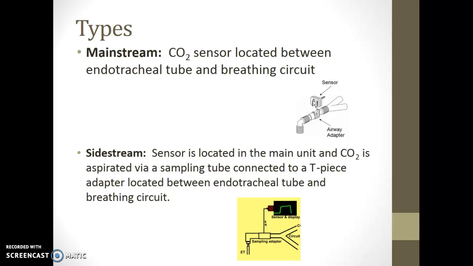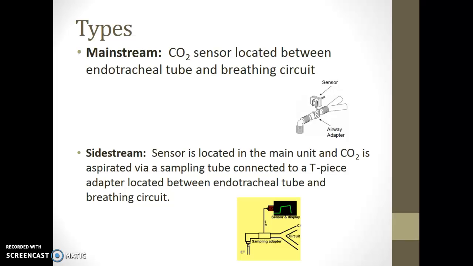There's two different types of capnometers. Use the right terminology: there's mainstream and side stream. Mainstream has the CO2 sensor located between the endotracheal tube and the breathing circuit. So you can see a diagram of the picture below there. You'll see the sensor is right in between the endotracheal tube of the patient and the breathing circuit.